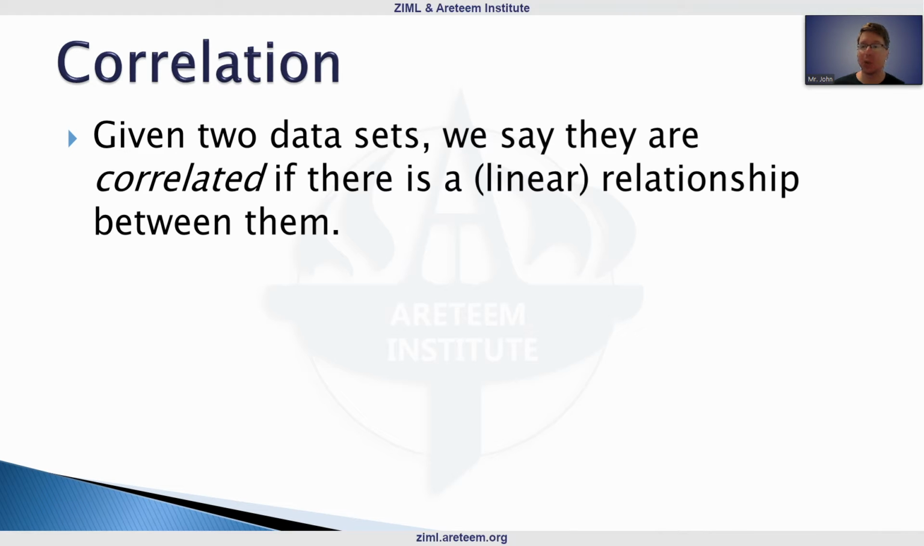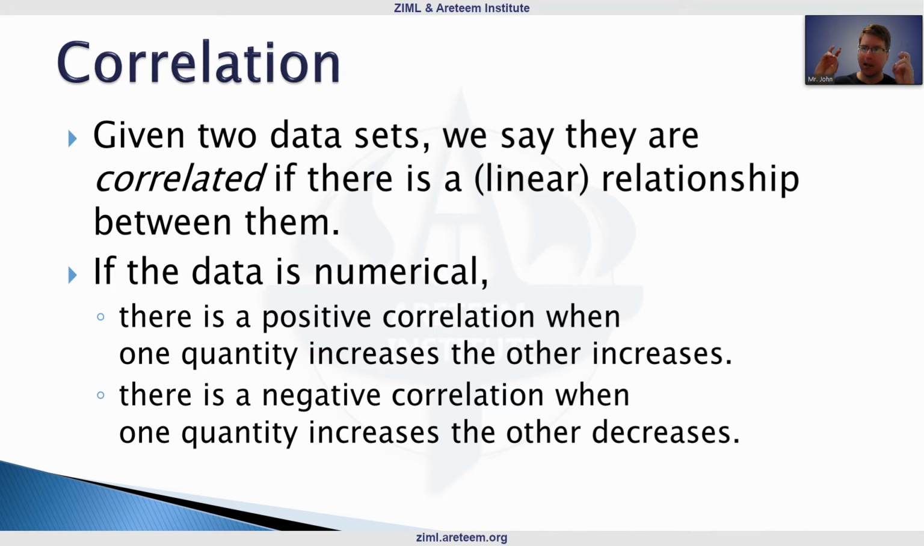Typically, if you're doing actual statistics, you're talking about a linear relationship between them, and you can clarify the direction of that relationship. If we're talking about numerical things, it's a positive correlation when one quantity increases, the other increases, and it's a negative correlation if one goes up, the other goes down. If you're talking about proportions, this could be a direct proportion, an inverse proportion, things like that as well. This is just talking about the relationship between those numbers.